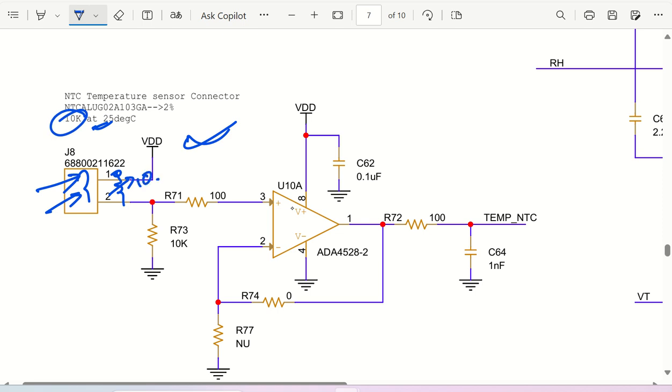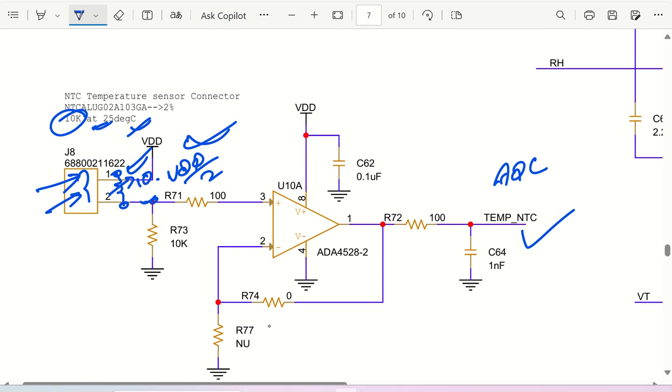For 10 kilo ohm, what will happen is, this point will be VDD by 2, and I have given a provision for buffering, and this is going to go to your temperature NTC ADC. Based on the temperature variation, the resistance will change, and this resistance change will change the value at this particular voltage node, and similar to that we will be getting different ADC values. If you want, you can increase the gain as well.